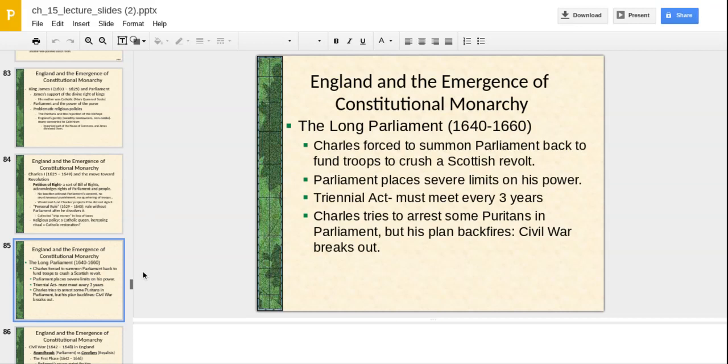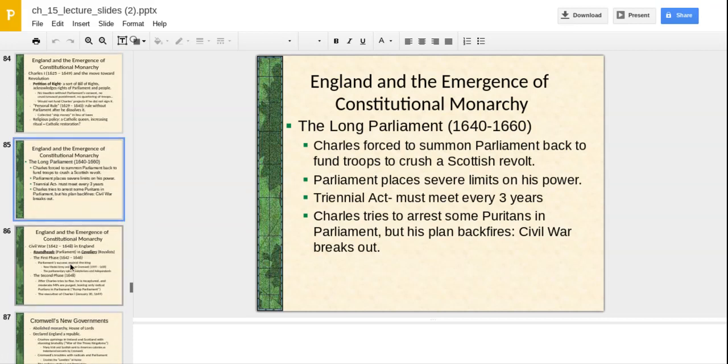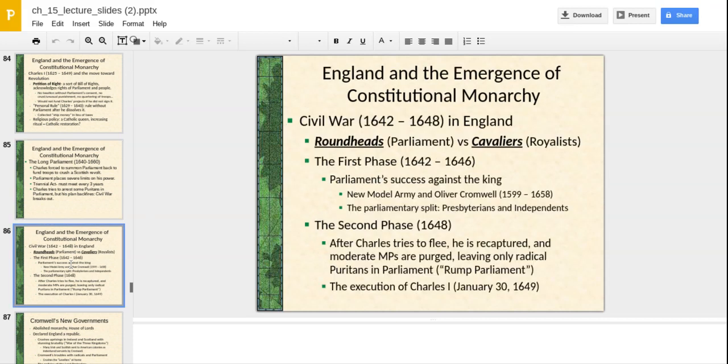But when he does, Parliament places severe limits on his power. And then they placed this Triennial Act, which says they must meet every 3 years as a way to prevent him from not calling them back. Charles would end up trying to arrest some Puritans in the Parliament, but that backfired, and it will cause the English Civil War. Now, this Civil War is a roughly six-year period in English history, and it pits the Roundheads, which is Parliament, versus the Cavaliers, or the Royalists.